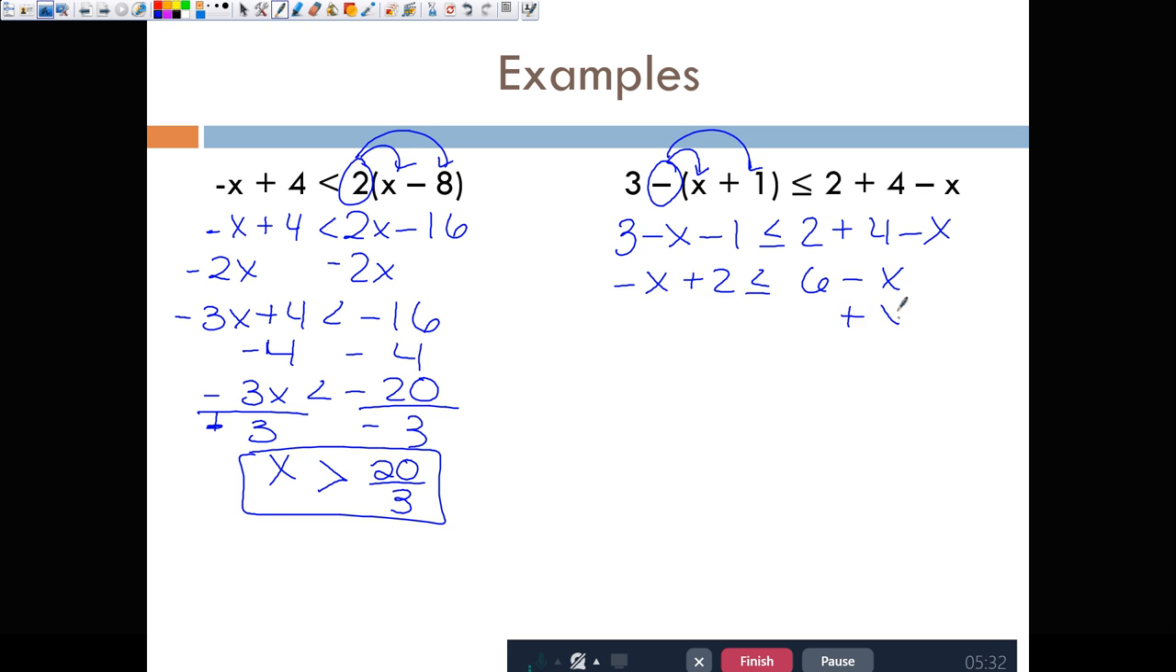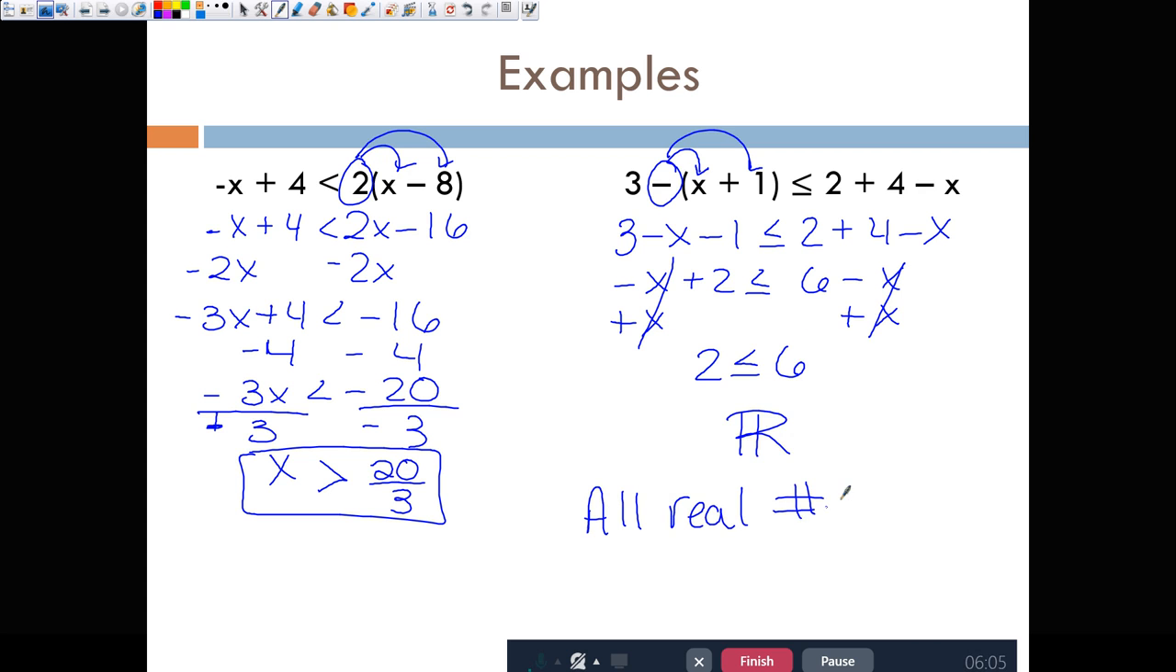I'm going to add x to both sides. And I'm going to get 2 is less than or equal to 6. And those cancel out. So is 2 less than or equal to 6? Is that a true statement? Is 2 less than 6? 2 is less than 6. So is that a true statement? Yeah. So this means it's going to be all real numbers. Remember that double lined R, which stands for all real numbers.